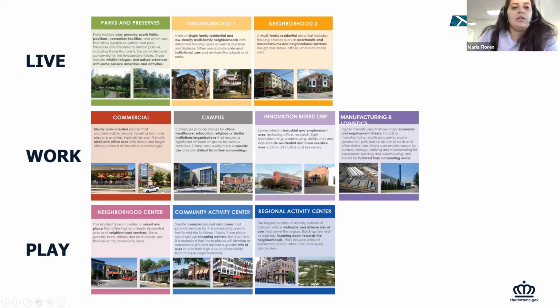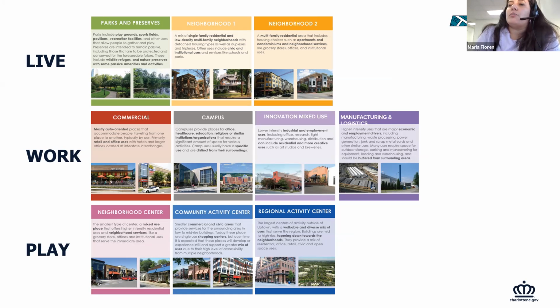So as you can see here, this is our place types palette. There are 10 place types: parks and preserves; neighborhood 1, which is lower density housing, so single family residential, as well as duplexes and triplexes. Neighborhood 2 is going to be slightly more intense residential, so multifamily residential: apartments, condominiums, and some neighborhood services.